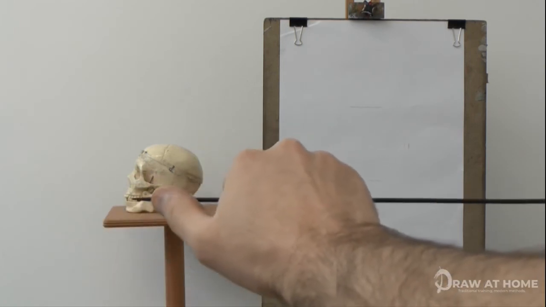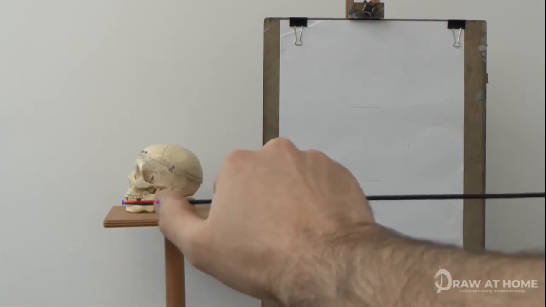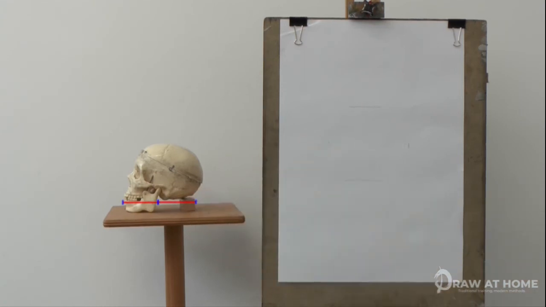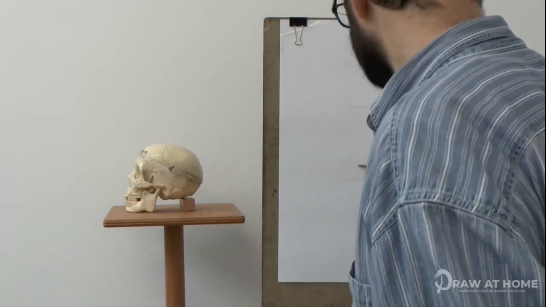Next, smaller proportions are found, like the width of the jaw. It can be seen that the jaw fits in a little over twice within the envelope. This is then marked off correspondingly on the paper.